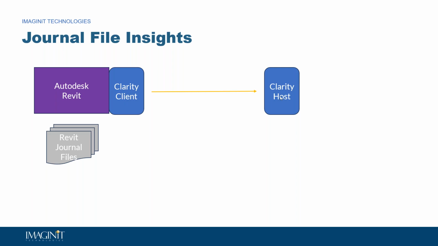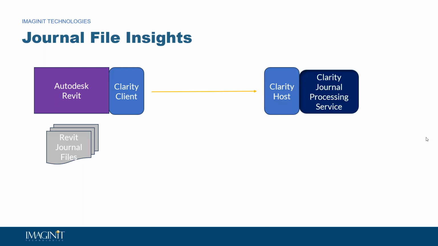But we had a variety of, I think, forward-thinking customers that said, we feel like there's more that we want to get out of every individual's Revit journal file. And so we now have the ability with Clarity Client to send, at the end of the Revit session, the journal file for that Revit session and deliver that over to the Clarity host machine, where there's a new service that runs in the background just waiting to receive journals and process them.